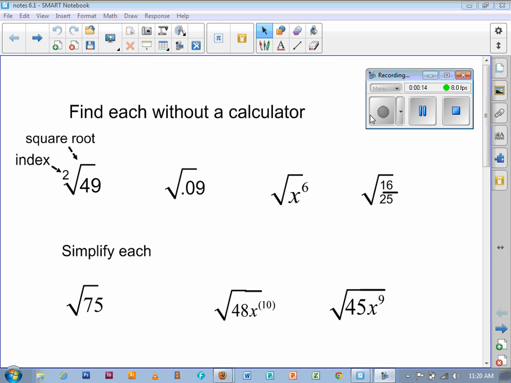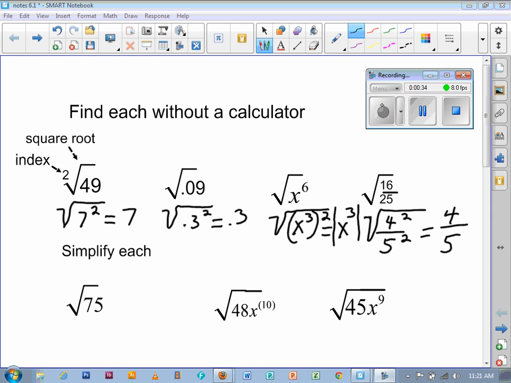So in front of you, you see 4 problems that I'd like to have you try at this time. The square root of 49, the square root of 0.09, the square root of x to the 6, and the square root of 16/25. So take time at this moment and see if you can evaluate each one of these without a calculator.